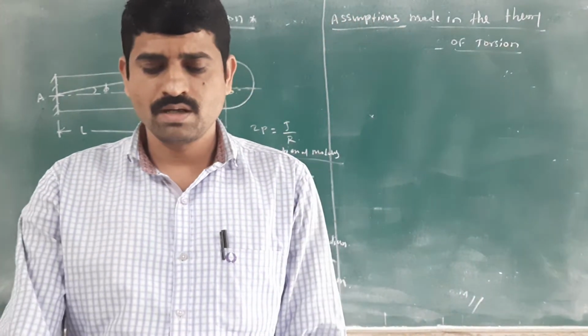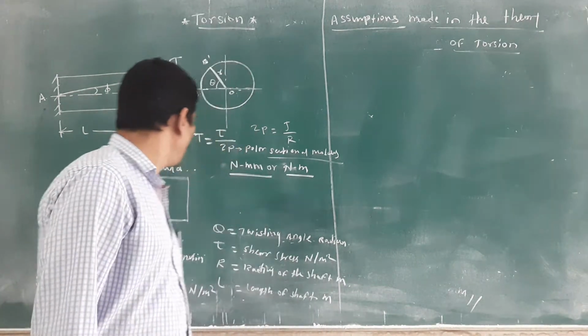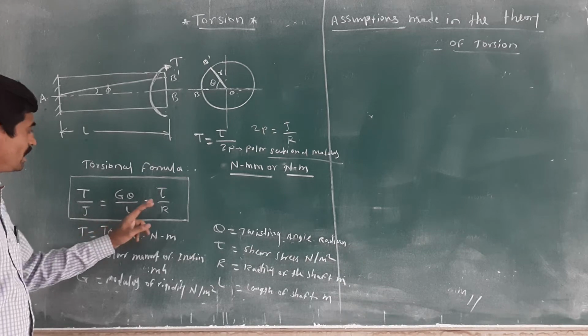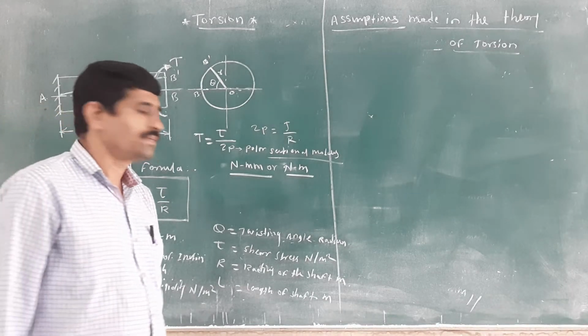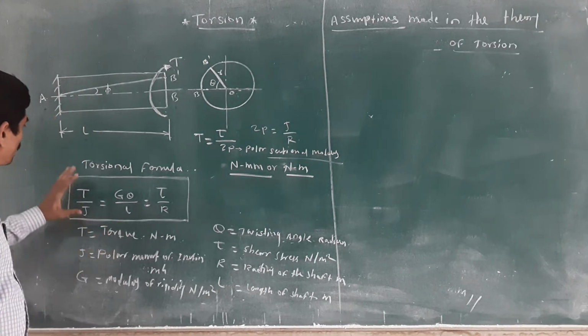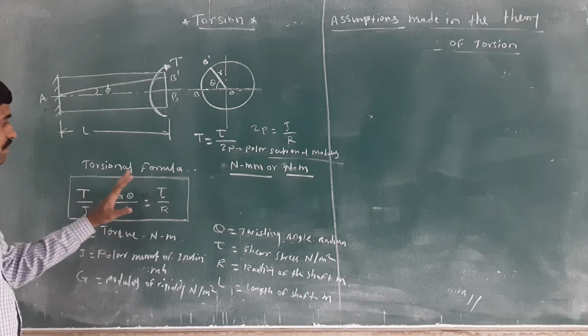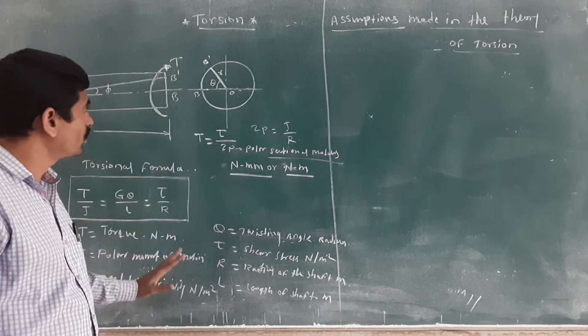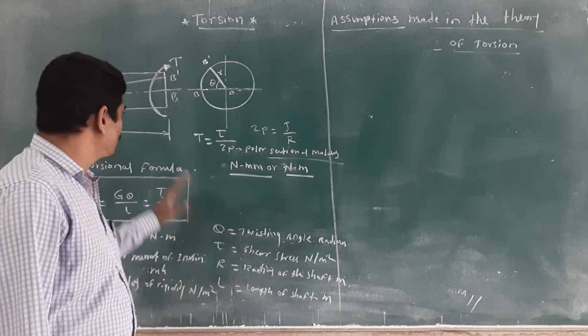All of you getting the meter? What is the torsion formula? T by J is equal to G theta by L is equal to tau by R. This is the torsion formula. With the help of this formula, you can calculate each and every value. You know the meaning of this and units. We'll skip the derivation.